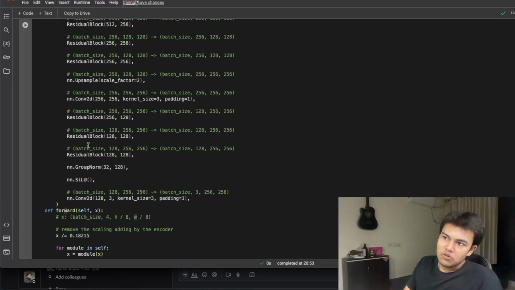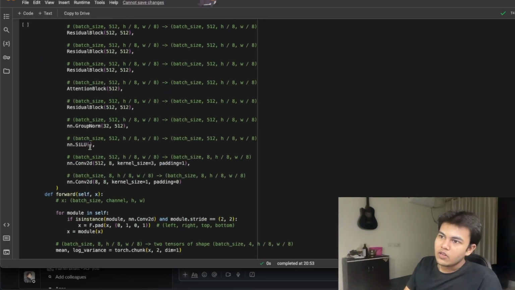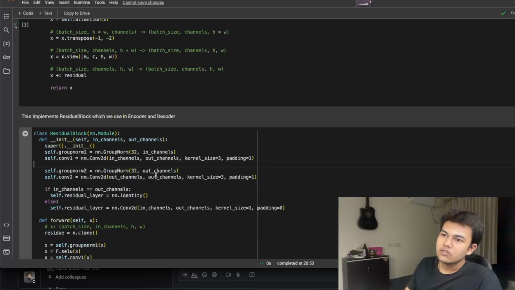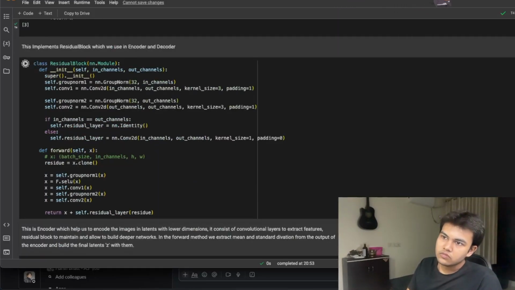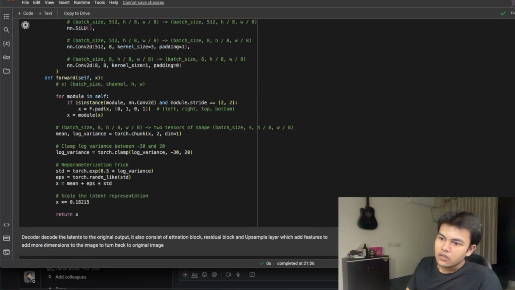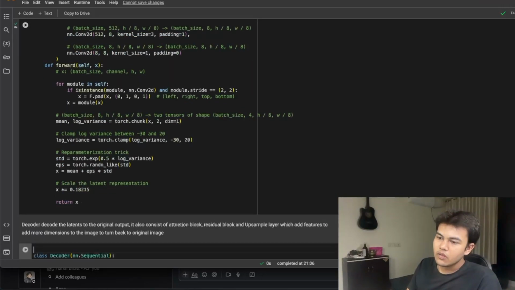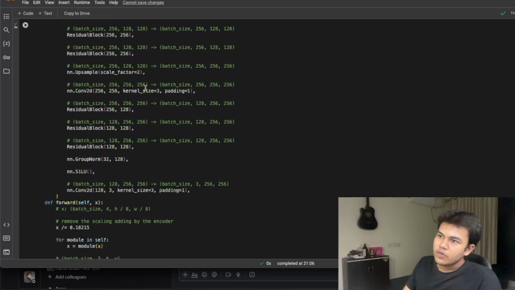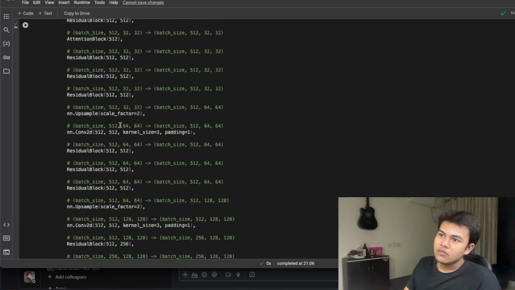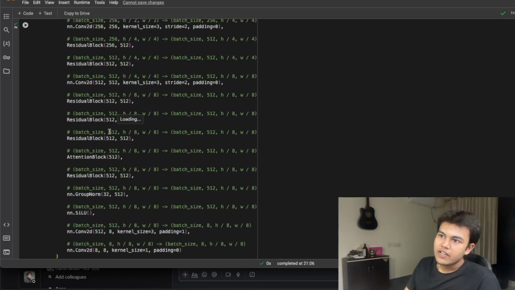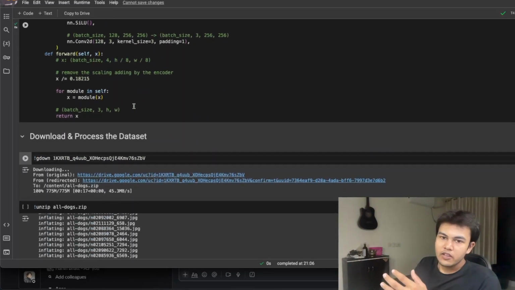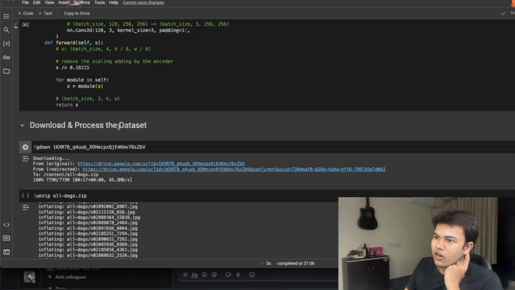So that was the decoder, and then we can call it. I haven't called the encoder yet, so call this one also, encoder and decoder. So this was all about the VAE, and now we can use these modules to actually train the VAE. The next part is to download and process data.